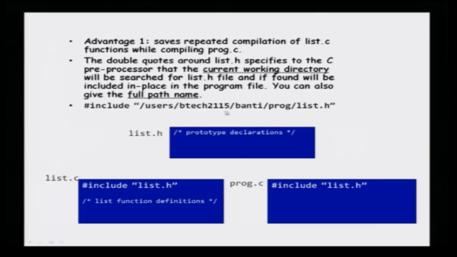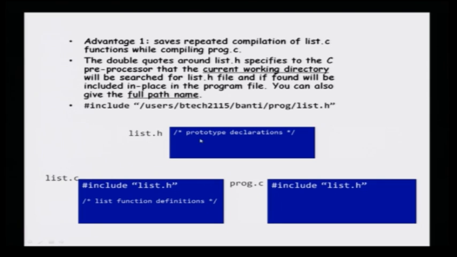Suppose your full path name in a Linux system is /users/btech2115/1t/prog/list.h. You can specify the whole path as well. This is a more general notation. So, currently the structure is as follows.